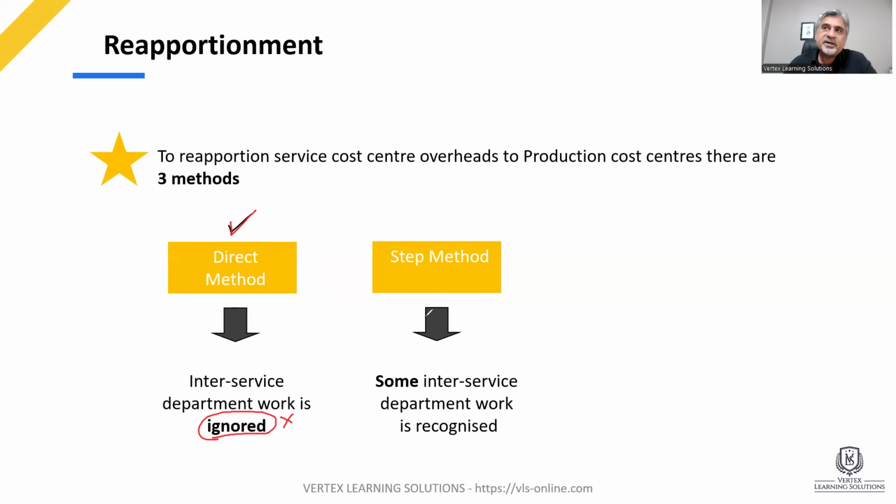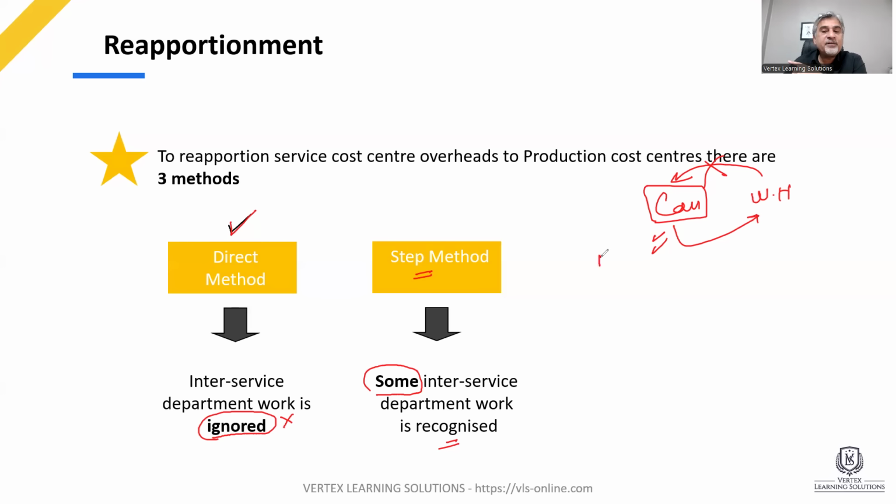The second method, we say that some inter-service department work is recognized, which means that maybe the canteen is providing service to the warehouse, but the warehouse is not providing any service to canteen because canteen says, I will store my food items myself, so I don't need your service. I have enough space, I can put my goods with me. So although warehouse people go to canteen and eat food, the canteen is not taking any services from warehouse. So it means that one service department is providing service to the other, but the other one is not providing. Okay. This is what we call step method.